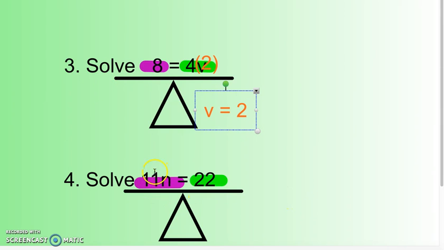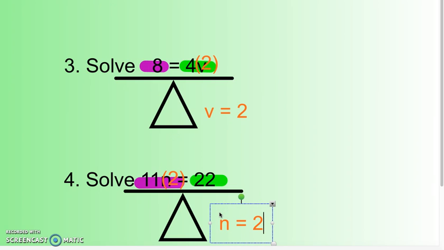How about this one? The left side is 11 times something is equal to 22. What number would make that statement true? We want the sentence to work and be balanced. So 11 times 2, you were right. 11 times 2 is equal to 22. And so we write it as n equals 2.